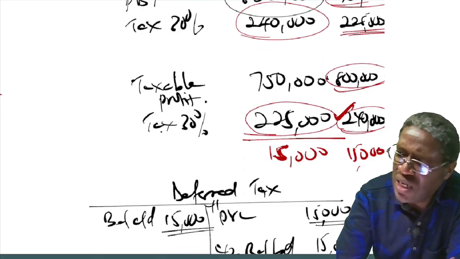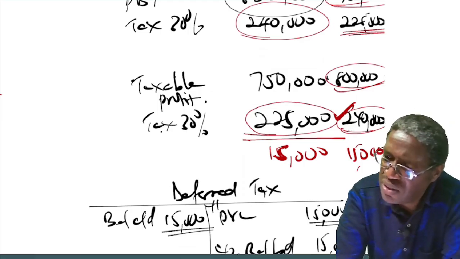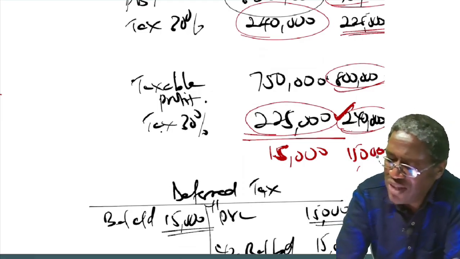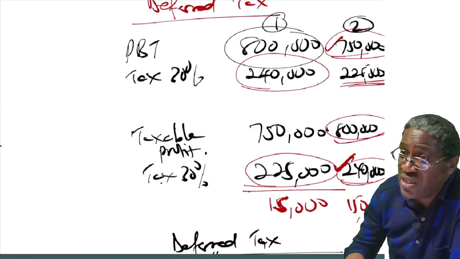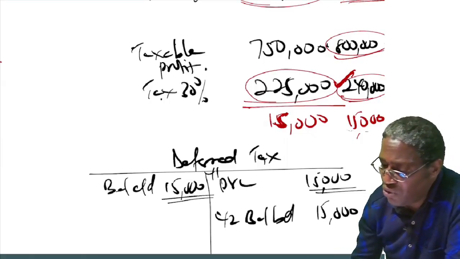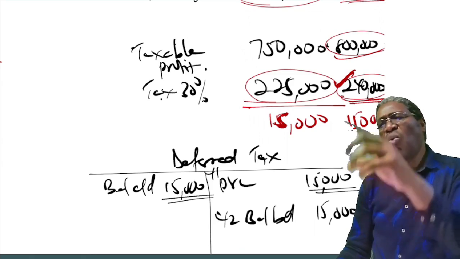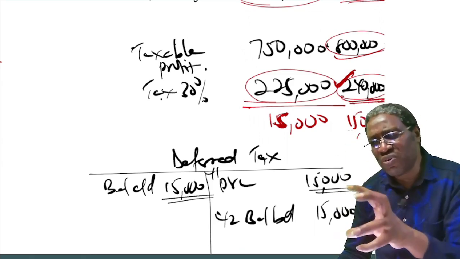So this second year, I am being required to pay more than I thought I should pay. As a businessman, I thought I should pay 225 in the second year. But the taxman is now telling me to pay him 240. So I'll ask myself this question: where will I get that extra 15 from?